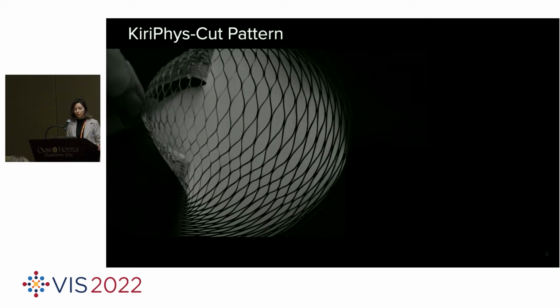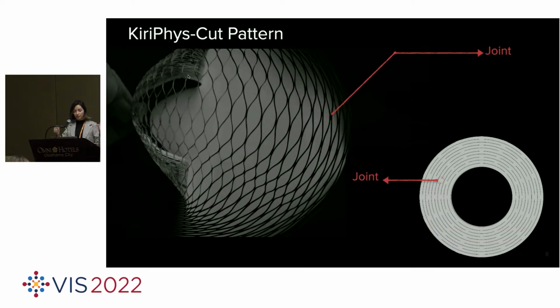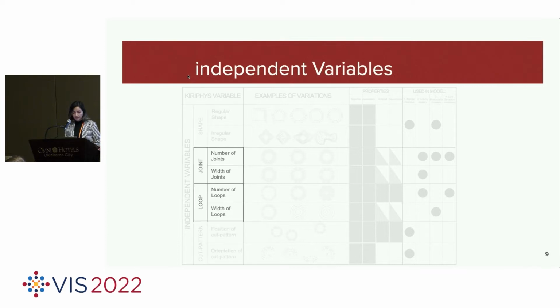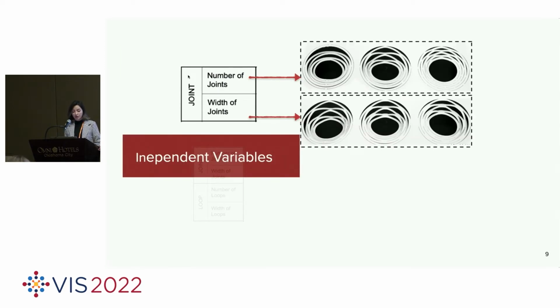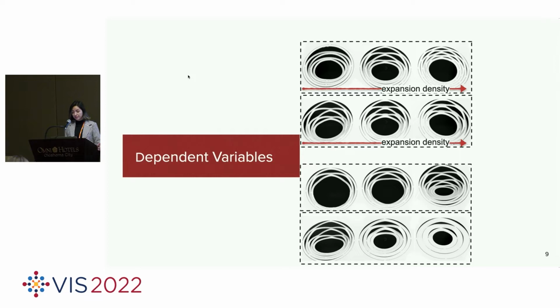A CuriFiz cut pattern is formed of alternating cut lines arranged in a concentric or parallel manner. Joints refer to the locations where two cut lines are connected to each other, and loops are solid material between two cut lines. With CuriFiz, we can have both independent and dependent variables. Among all independent variables, I'll talk about the ones related to joints and loops. We can work with the number of joints as well as the width of joints. Similarly, the number and width of loops can vary. Changing these variables then affects the expansion density, expansion size, and expansion elasticity of CuriFiz, which is revealed upon interactively pulling or pushing the cut pattern.